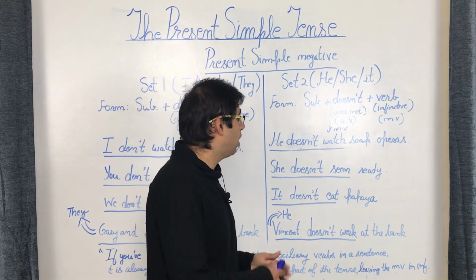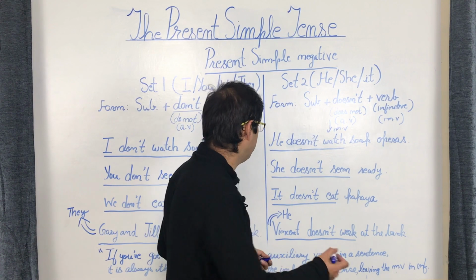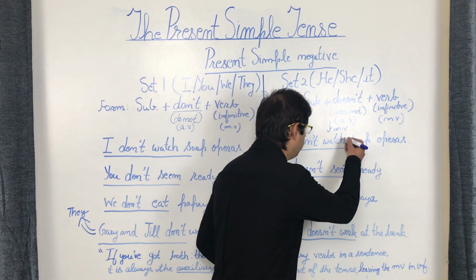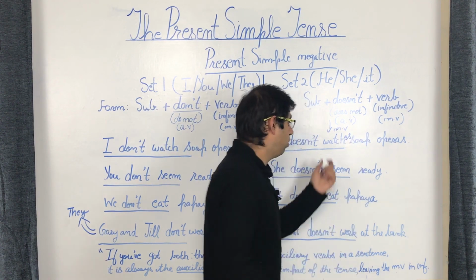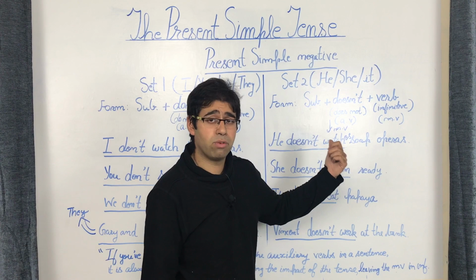Let's see how. A very common subject-verb disagreement, or an error that students would commit, would be that they read the sentence, he doesn't watch soap operas, and perhaps they go ahead and make it, he doesn't watches soap operas, confusing this with the rules of the verb endings only for the positive.